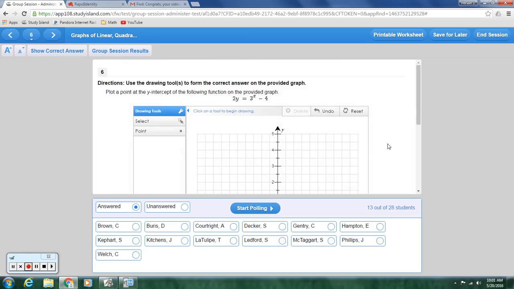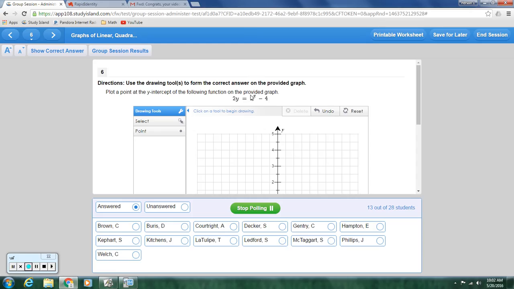Oh, okay, now it's going to be a little bit more difficult. Let me get started. So now it says plot a point at the y-intercept of the following function. This is a tricky one though. Why? What's going on right here? That y isn't by itself, is it? So we've got to divide everything by 2. A couple different ways you can do this. You've got to divide everything by 2.